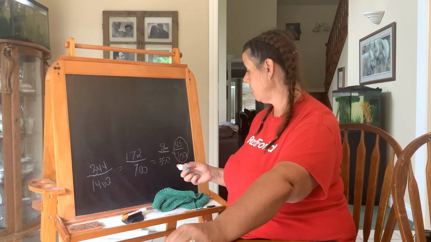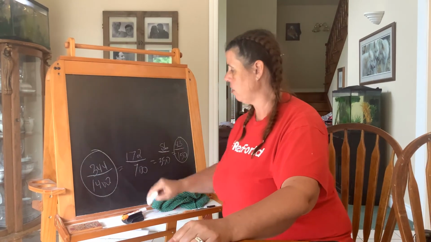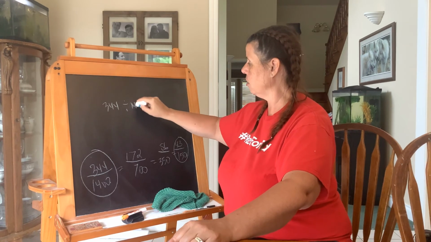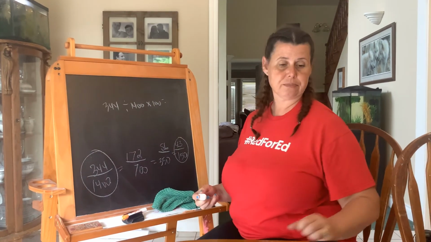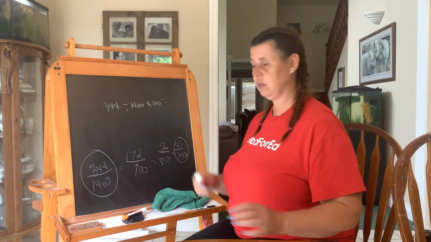Now, what is it as a percent? Just use your calculator. 344 divided by 1,400 times 100 will give you the percent, okay? That's how you find the percent. Top divided by bottom times 100.